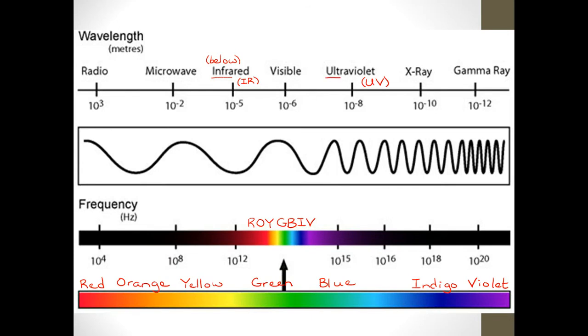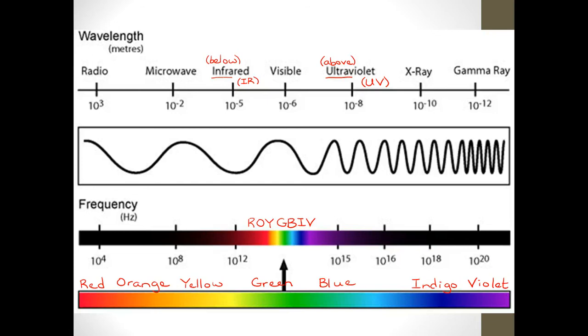Ultra just means above, so this is above violet. Okay, so infrared is below red, and ultraviolet is above violet. Ultraviolet is shorter than the violet light, so this is the part where it starts to be a little harmful. These are higher energy waves, and they are going to start to hurt living tissues.